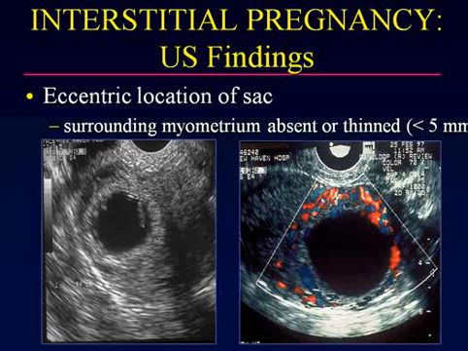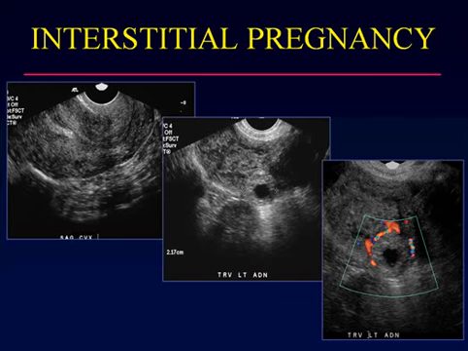So how do you make this diagnosis? First of all, you look for an eccentric location of the sac, and you can see that either the surrounding myometrium is completely absent on the serosal side of the ectopic pregnancy. So here you see myometrium on the right surrounding only about half of this gestational sac. The rest of it protrudes beyond the serosal surface of the uterus. Or you see significant thinning of the surrounding myometrium. And people have suggested that if you measure from the serosal surface to the edge of the trophoblastic tissue, if that myometrial rim is less than 5 millimeters, then you probably are dealing with an interstitial pregnancy.